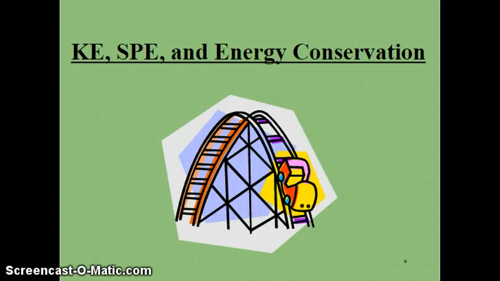All right, this next set of notes goes over two different forms of energy besides GPE. Those are KE and SPE. They stand for kinetic energy and spring potential energy. Also within this set of notes, we will go over the concept of energy conservation, which deals with the fact that energy just transfers forms. You never really make it or lose it.